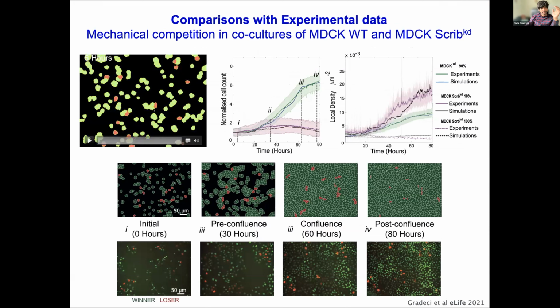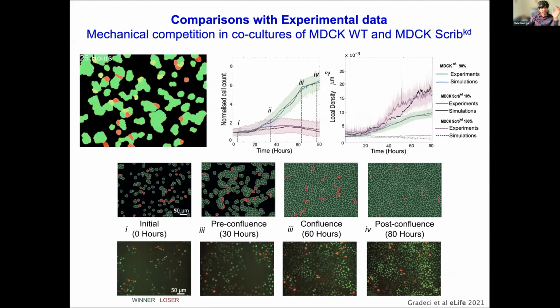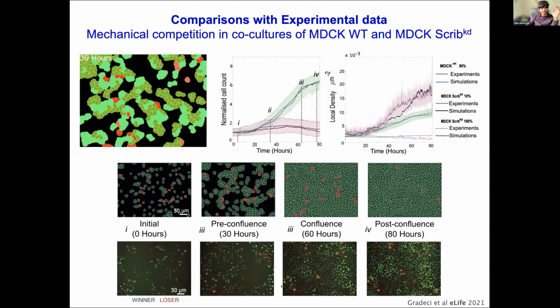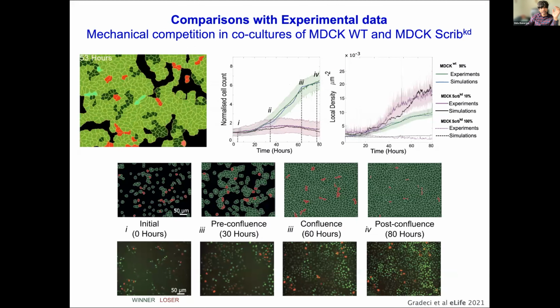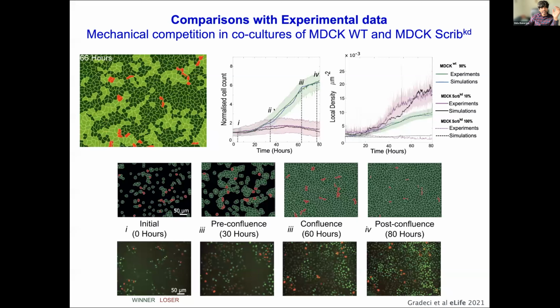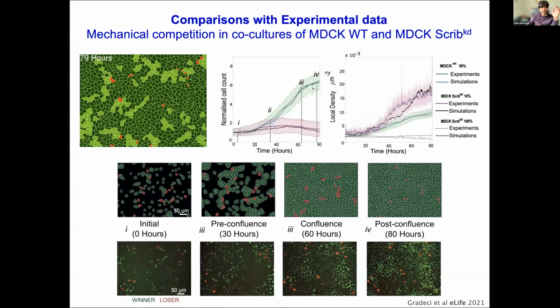So what you see here, the top row is the model. The bottom row is the experiments. We can accurately capture the cell count of the two cell types. The green one is the winner cells, and the pink one are the loser cells. These two cells are competing.